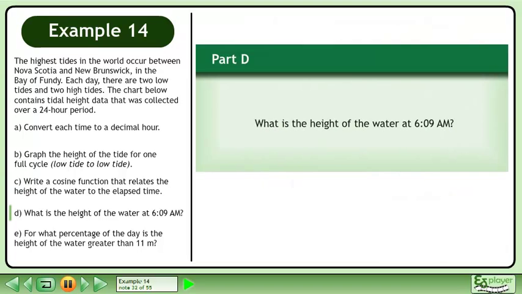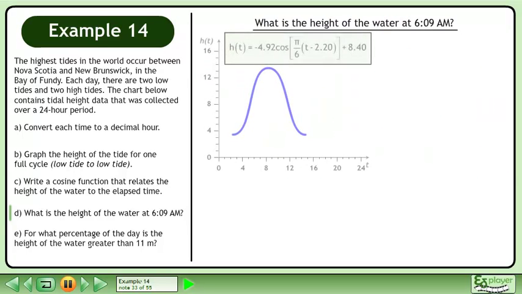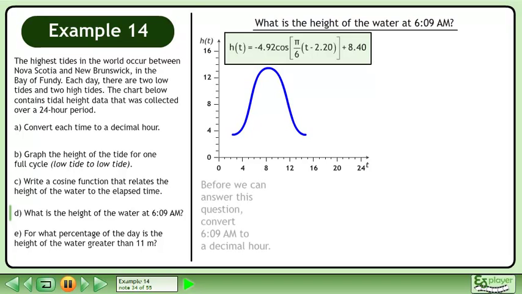In part D, what is the height of the water at 6:09 a.m.? Bring up the graph and its function. Before we can answer this question, convert 6:09 a.m. to a decimal hour.